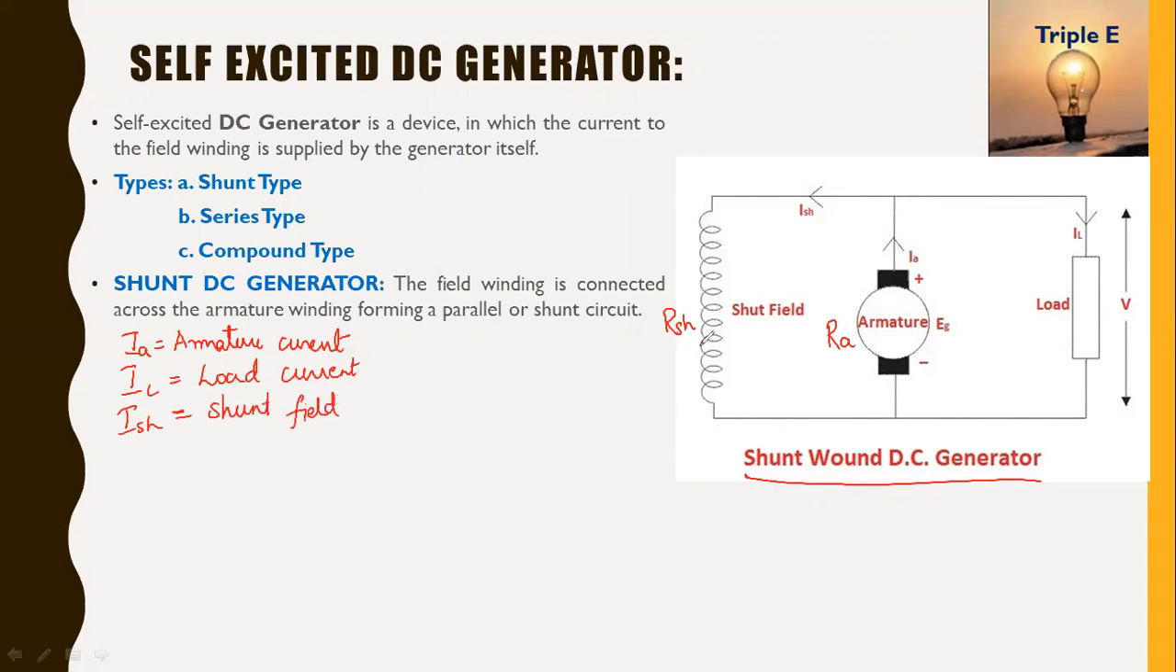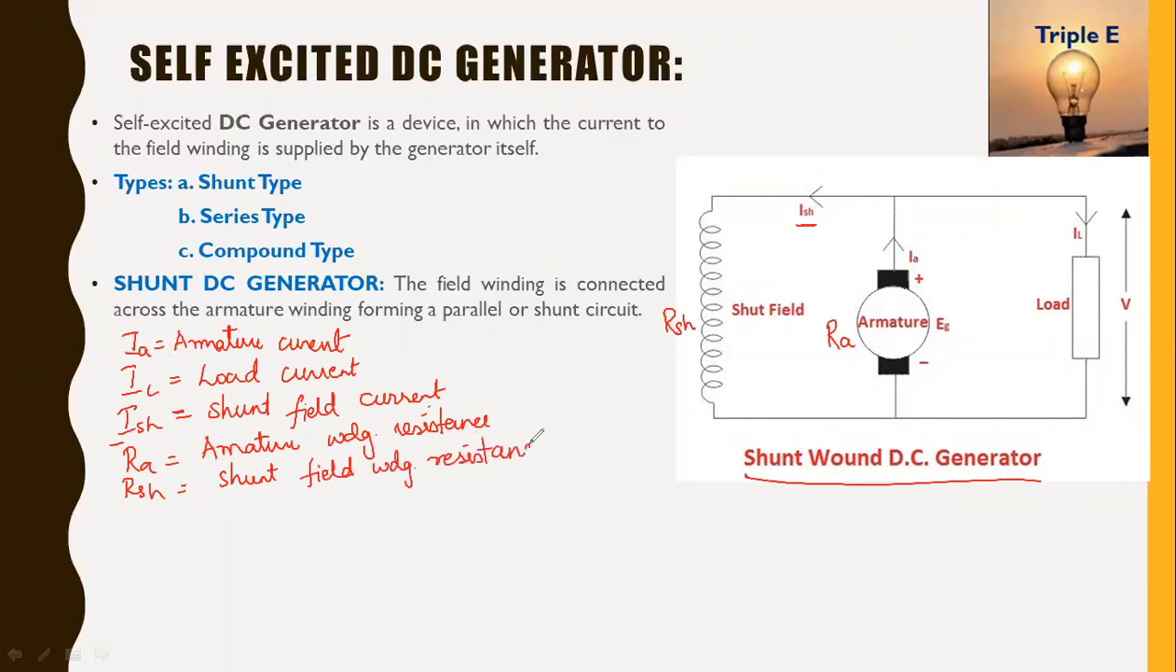Since the field winding is connected in shunt, or in parallel, the current is represented as ISH, the shunt field current. Then coming to the resistances, we have RA, the armature winding resistance, and RSH, the shunt field winding resistance. So these are the resistances.